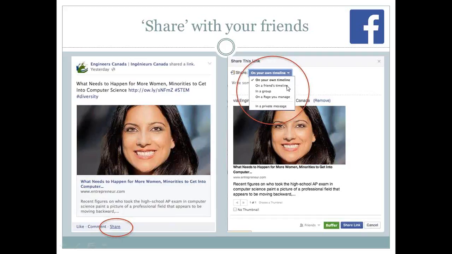You can put it on someone else's. You can put it in a group or on a page you manage. That could be your chapter page, your organization page, and then share the link. So that's a really good way. You can add some comments in if you want to.